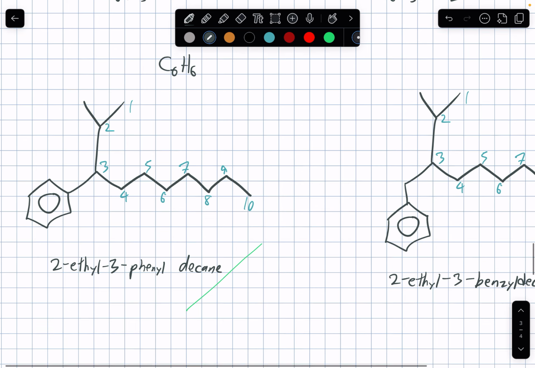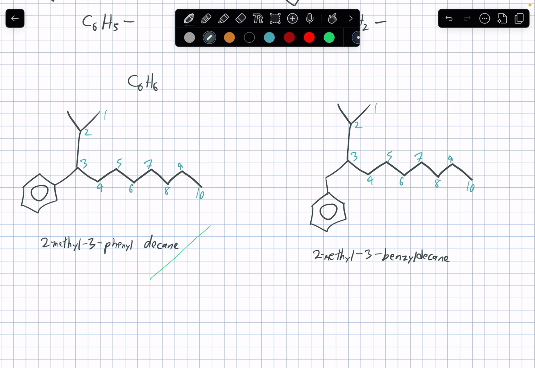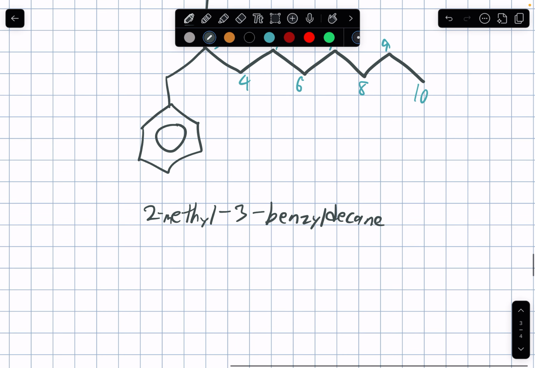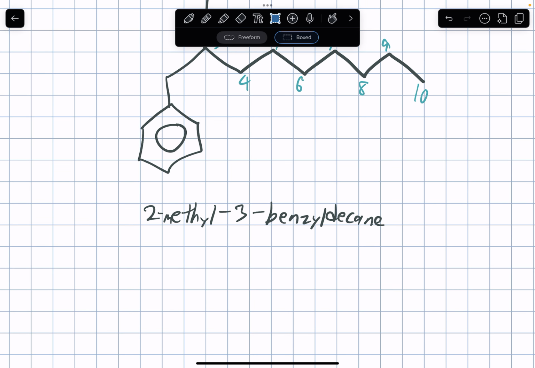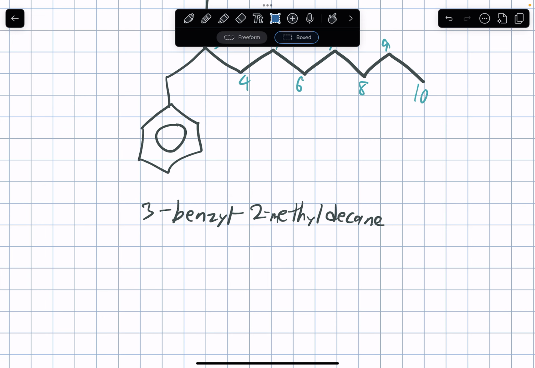Oh, sorry. This is not ethyl. This is methyl only. And following the alphabet, this one is correct. This one is not. What comes first is benzyl because B is mentioned earlier in the alphabet compared to M, no?